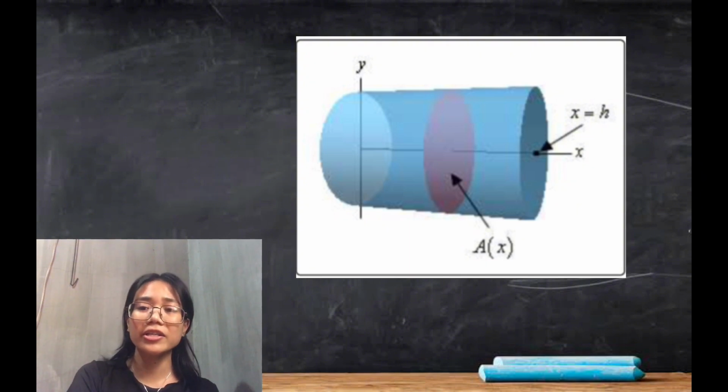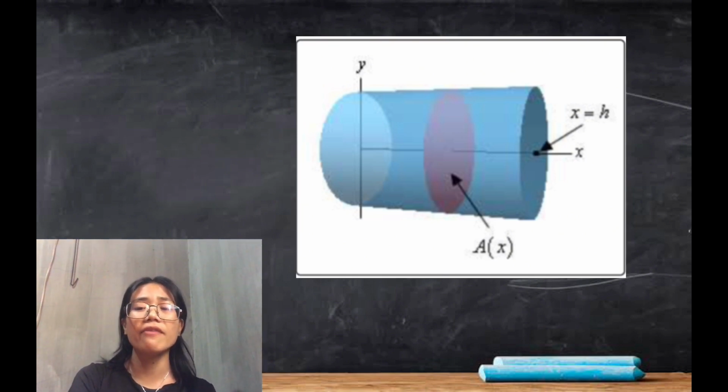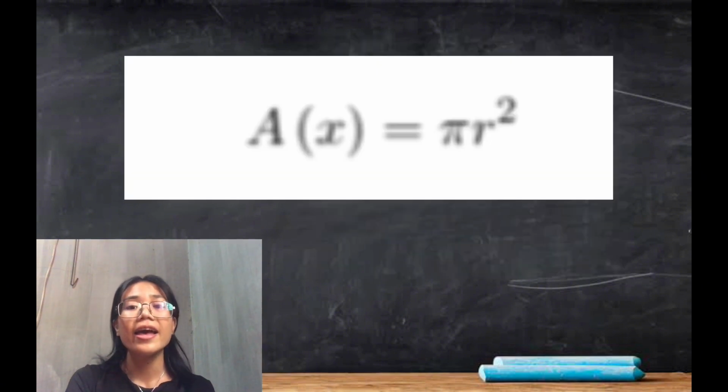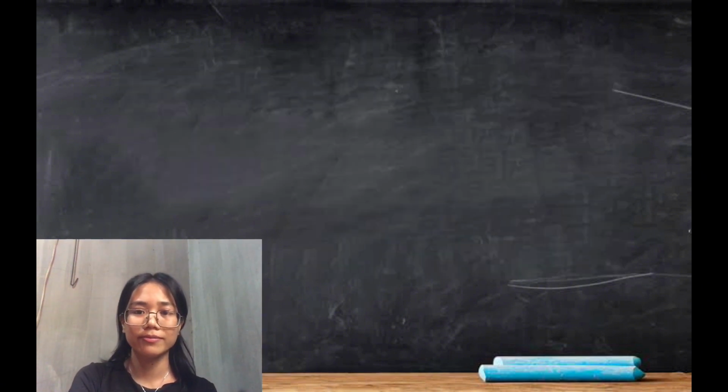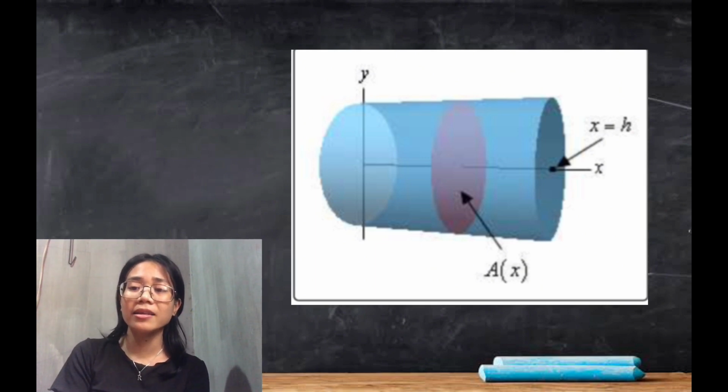What we need here is to get a formula for the cross-sectional area at any x. In this case, the cross-sectional area is constant and will be a disk of radius r. Therefore, for any x, we'll have the following cross-sectional area. A(x) = πr². Next, the limits for the integral will be 0 ≤ x ≤ h, since it is the range in which the cylinder lives.